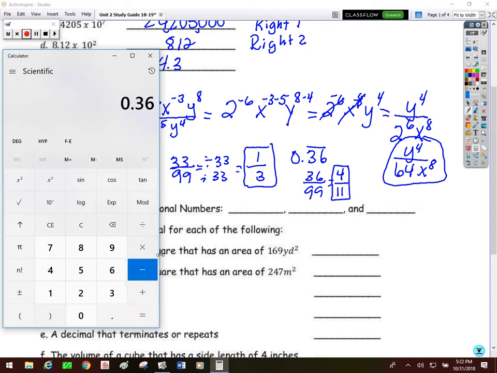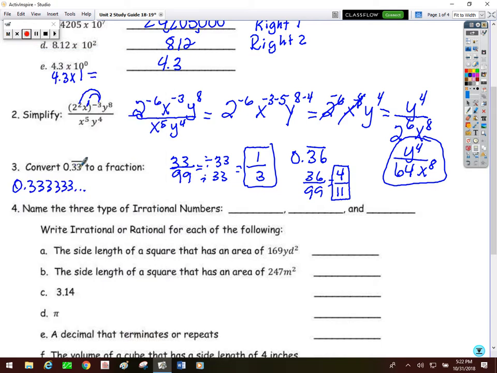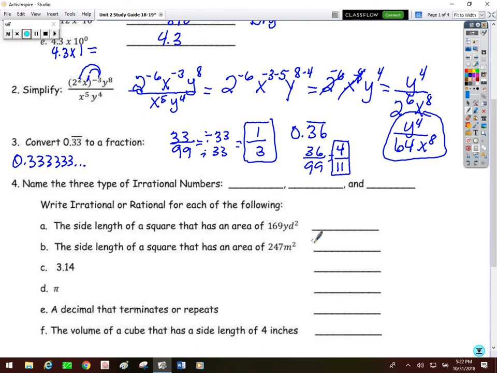you get just 0.36. Notice where it stops, okay? Because 36 repeating keeps going. 36 over 100 stops. So please be careful. Just count the number under the bar, put it over that many zeros. That many 9s. All right.